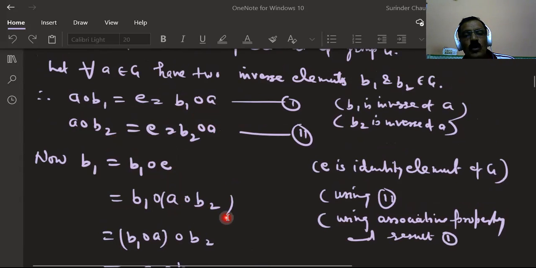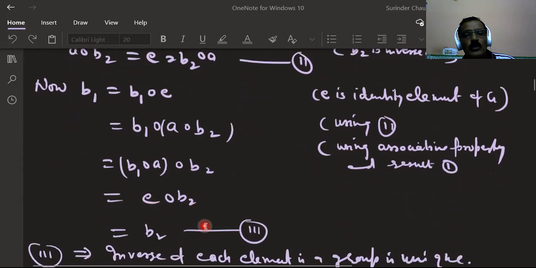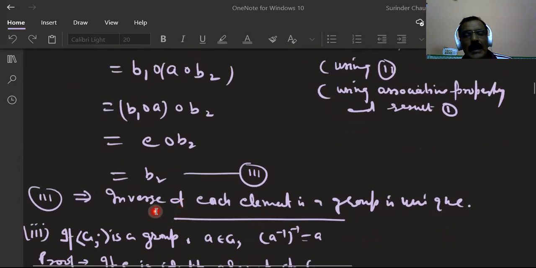Now the associative law holds true because G is a group. Therefore, b1 composition with a composition with b2: b1 composition with a is equal to e. Substitute the value here. So e is the identity element, e composition with b2 is equal to b2. So this implies b1 is equal to b2. We supposed that for an element a we have two inverse elements in group G, but they come out to be the same. This implies if the inverse element of any element in the group exists, it is always unique.